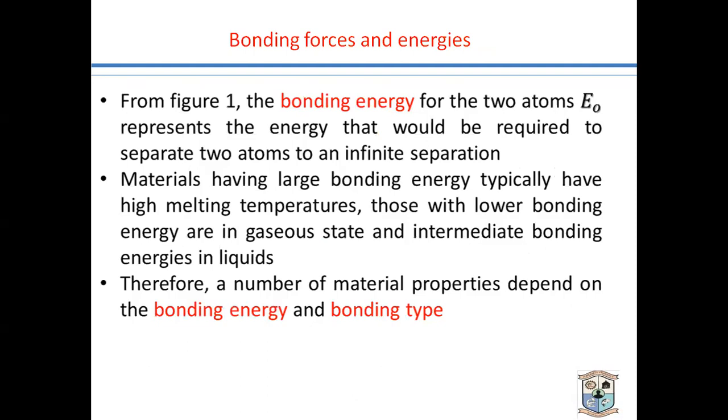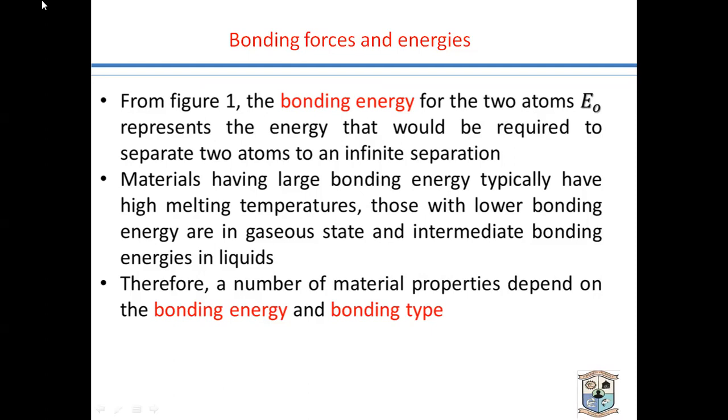So from our earlier graph, unfortunately, I'm not able to access it. The bonding energy for the two atoms, which is E0, represents the energy that would be required to separate two atoms to an infinite separation. Materials having large bonding energy typically have high melting temperatures, while those with lower bonding energy are in gaseous states and intermediate bonding energies in liquids.